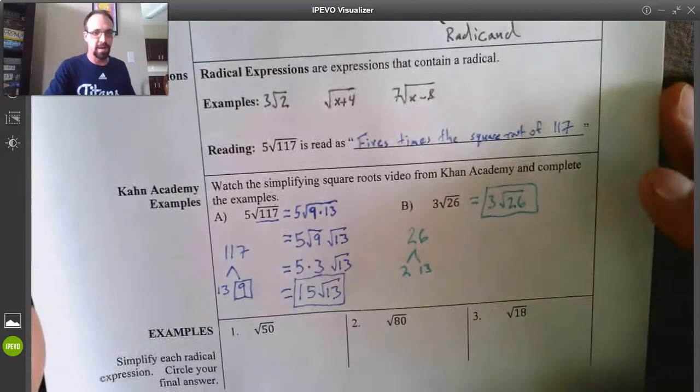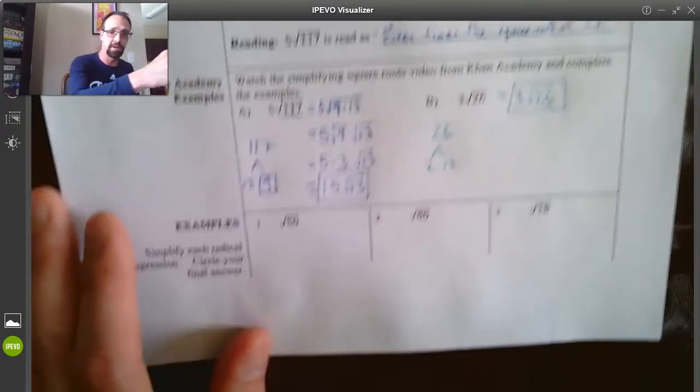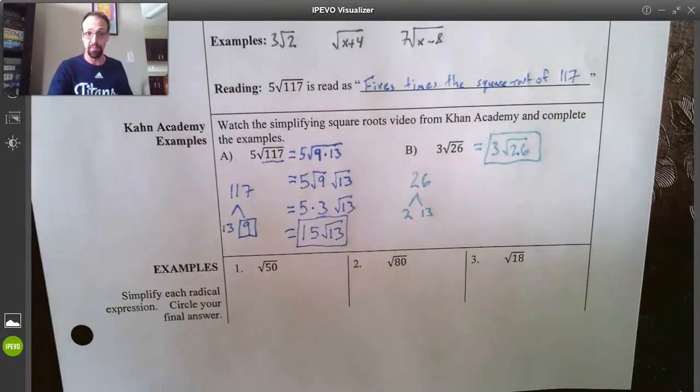So now for the examples at the bottom, circle your final answer. It's actually really important that you communicate that to your instructor when you get finished. That way your instructor knows, hey, I'm done with this problem.